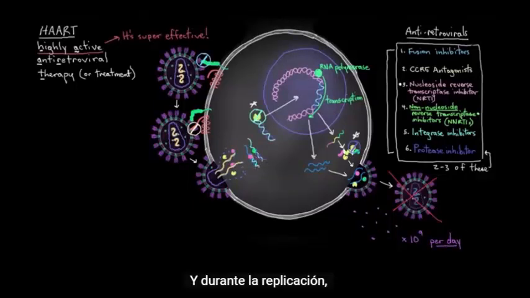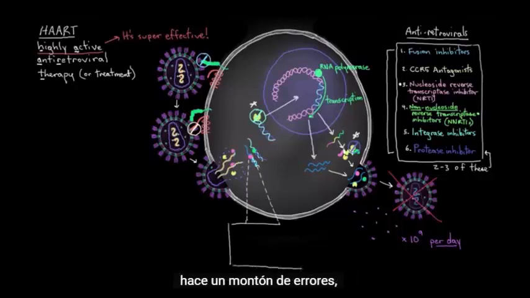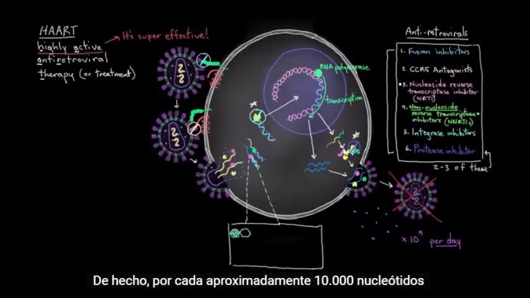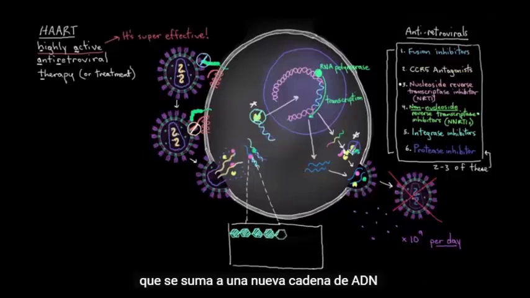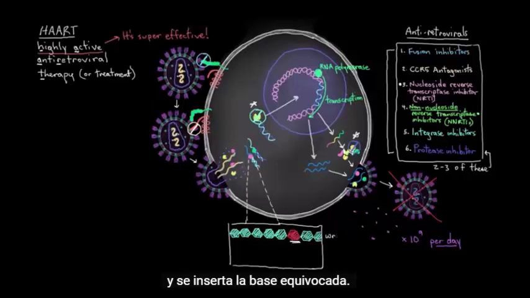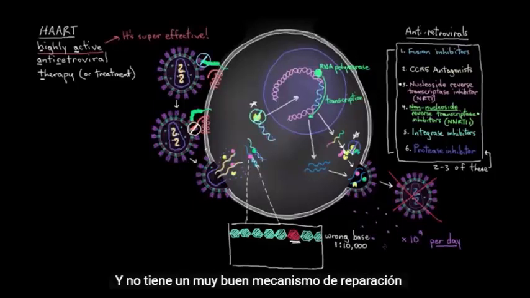And during replication, its reverse transcriptase enzyme makes a lot of mistakes. In fact, for every about 10,000 nucleotides it adds on to a new strand of DNA, it makes a mistake and it inserts the wrong base. 1 in every 10,000 bases is wrong. And it doesn't have a very good repair mechanism like we do for our DNA, so this mistake sticks around.